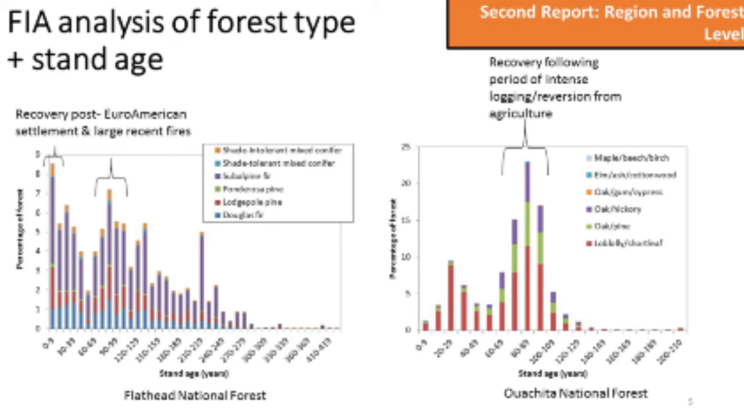And what you see here, which is presented in the second report, is for the Flathead National Forest and the Ouachita National Forest, just two different parts of the country, an age distribution and also a forest type group distribution for each of those forests. And this comes right from FIA. I mean, you can do this for yourself. FIA has an online tool that allows you to do this fairly easily. But we did it for these carbon assessments, and the results are provided in these reports.